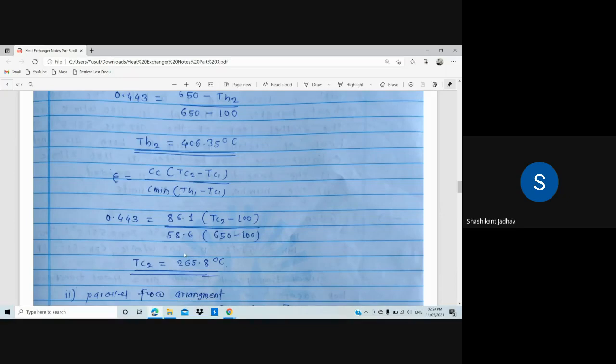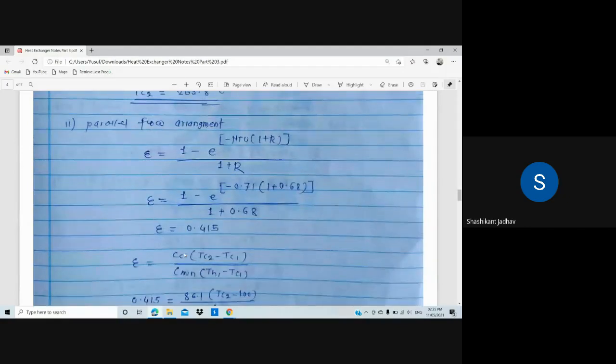All of you completed the counter flow arrangement Th2 and Tc2 value? I will proceed. Shall I proceed? Anyone? All of you completed that calculation for the Th2 and Tc2? Okay, then we have to write down the second arrangement, that is parallel flow arrangement.